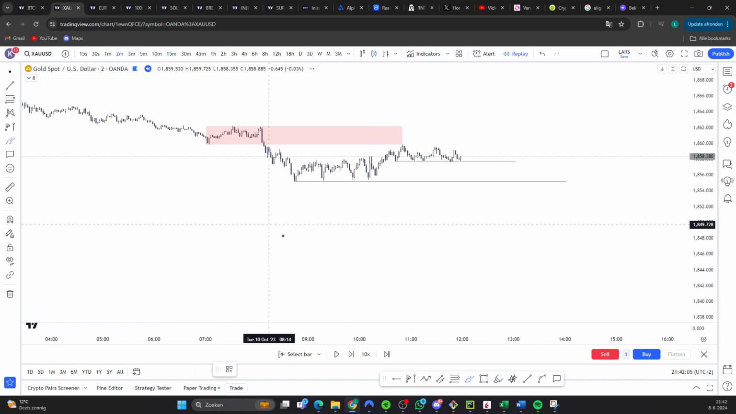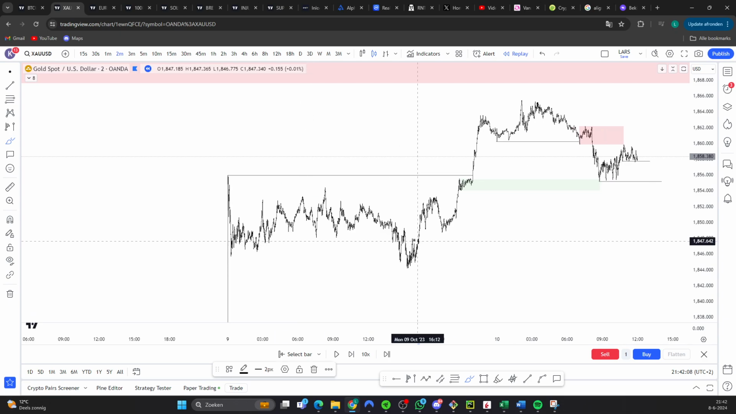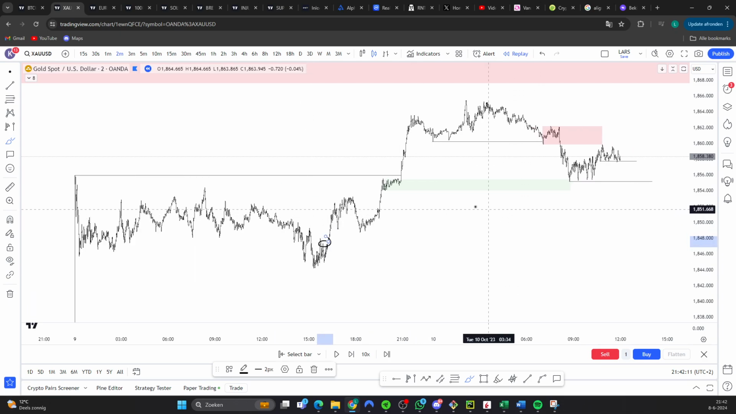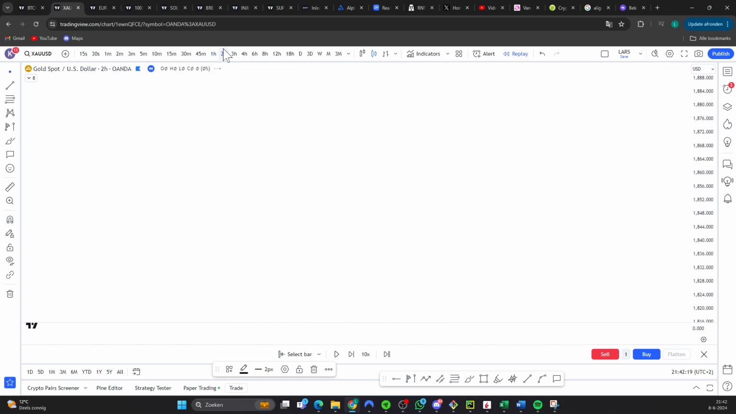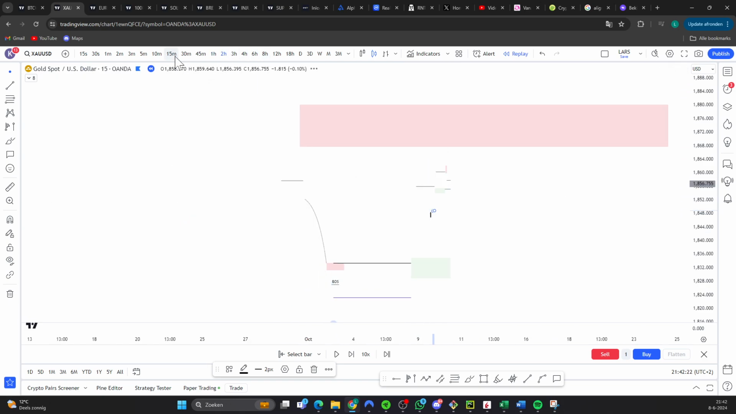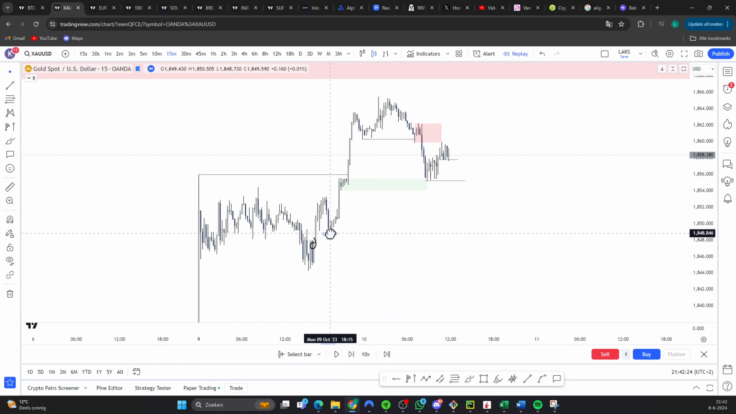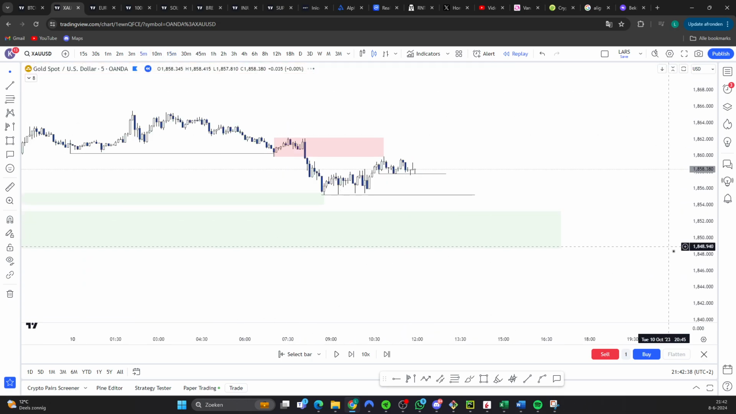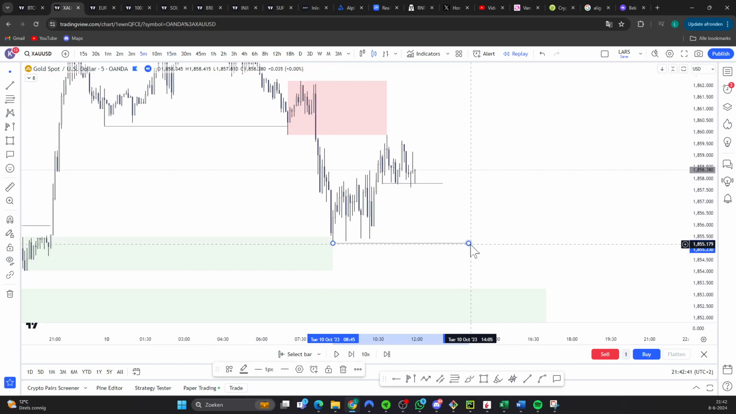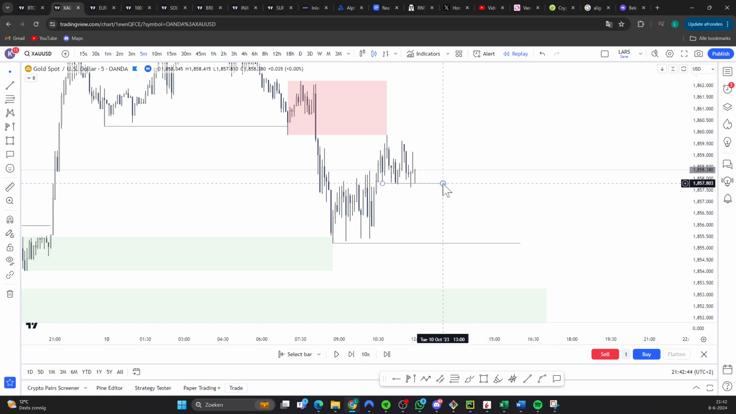Okay, the entry was right here. I want to trail it here. I think that makes the most sense, because it can just continue this 1 hour to 2 hour structure. I'm going to trail it under this low, because if it's going to put in a higher low for a higher high, it's going to be at this range demand right here. Okay, I'm learning, guys.